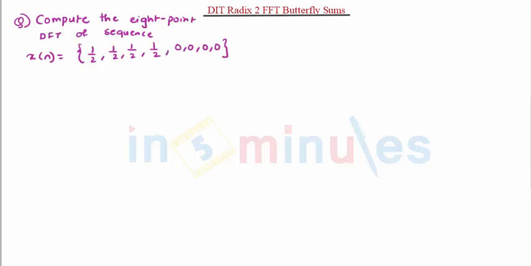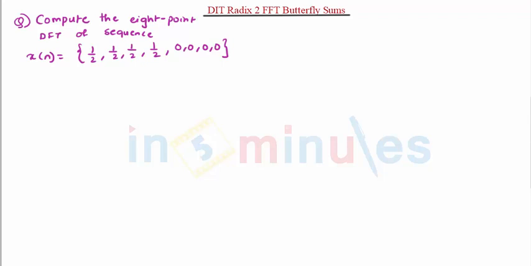In this video, we are going to solve one sum that is based on decimation in time radix 2 fast Fourier transform butterfly sum. So let us have a look at the question. The question is, compute the 8-point DFT of the sequence x of n, that is 1/2, 1/2, 1/2, 1/2 and the rest all are 0. We have to use the radix 2 decimation in time FFT algorithm. We will draw the flow graph, that is the butterfly diagram, and solve this sum.